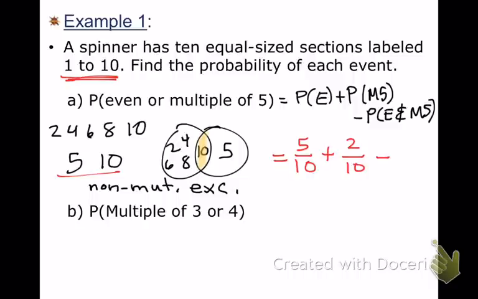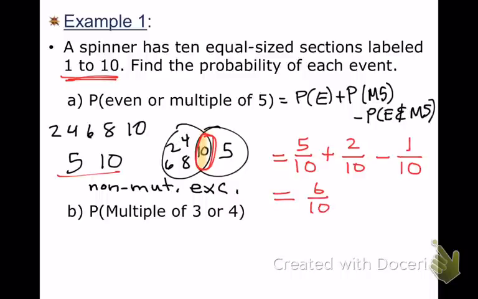And now we have to subtract the double count because we counted the number 10 twice. So how many are both even and multiples of 5? There is 1 out of 10. So there is 1 repeat, so we've got to subtract that out. So what is 5 plus 2, minus 1? It's going to be 6 out of 10.